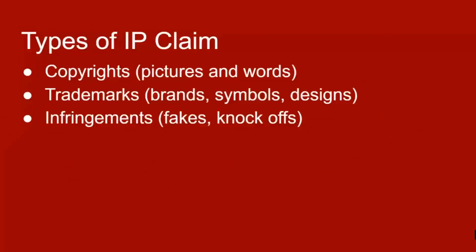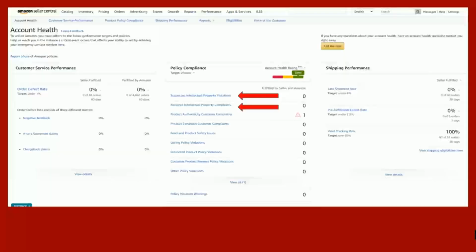There are a lot of different categories on your health dashboard of different violations that can happen with your account. For intellectual property claims, there's usually three: copyrights, trademarks, and infringements. Copyrights will be about words and pictures on the description or product. Trademarks would be the brands, symbols, design. Think of football stuff, NFL stuff. And then infringements would be your fakes or your knockoffs. So those are the 3 categories that IP claims typically fall into.